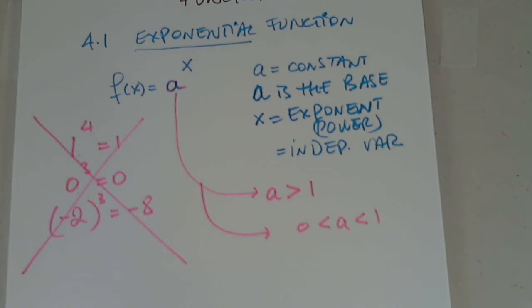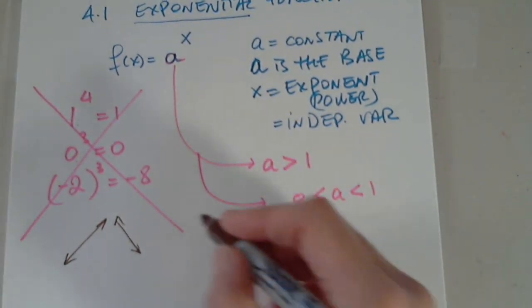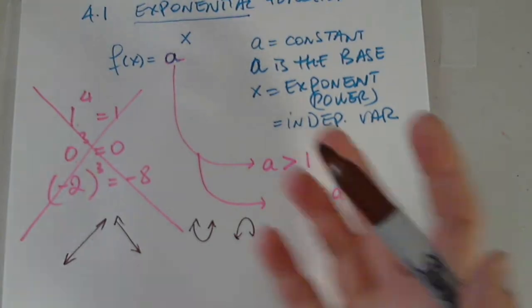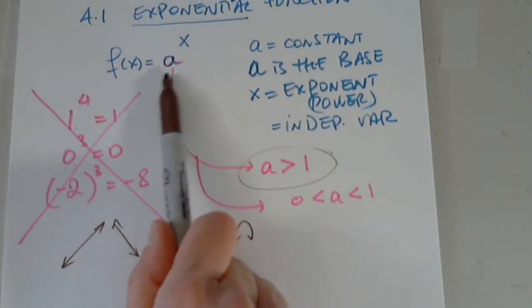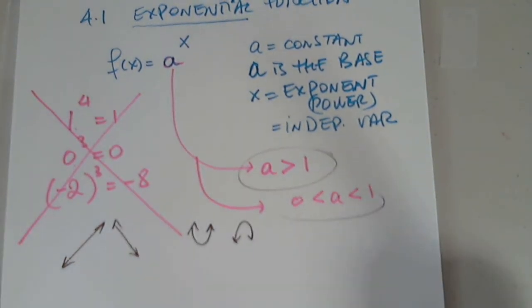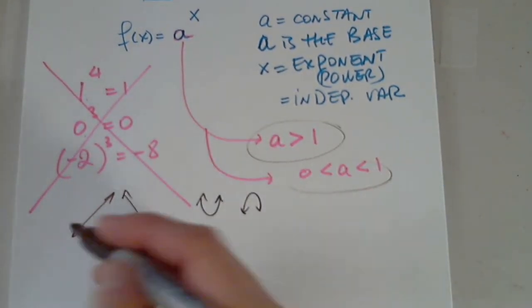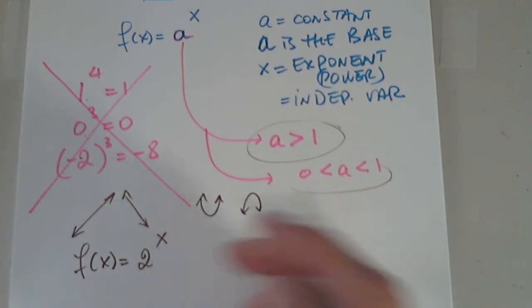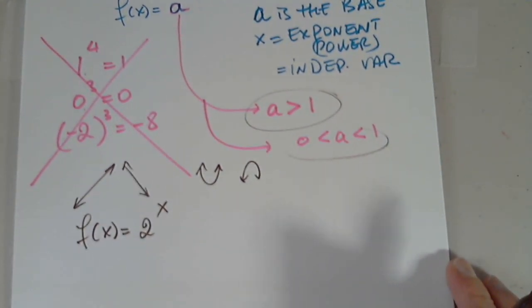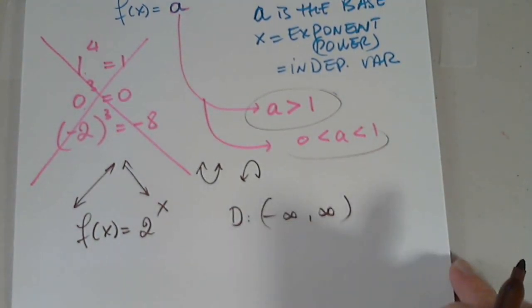Like with everything, the linear function can look like this or like this, and the quadratic function can look like this or like this. Same thing with the exponential. It has two shapes: one shape when the base is greater than 1, and a different shape when the base is less than 1. So let's look at the first option, f of x with the base greater than 1, let's say 2 to the x. The domain of this function is everything.